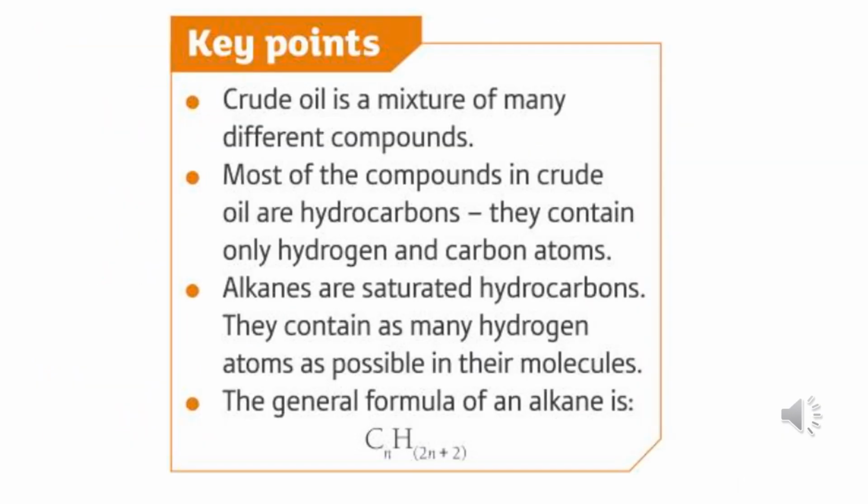Okay, to summarize today's lesson, let's go through some of the key points. Key point number one: crude oil is a mixture of many different compounds. Most of the compounds in crude oil are hydrocarbons. They contain only hydrogen and carbon atoms. Alkanes are saturated hydrocarbons. They contain as many hydrogen atoms as possible in their molecules. The general formula of alkanes is CnH2n+2. Right, I hope these key points will help you summarize our lesson today.